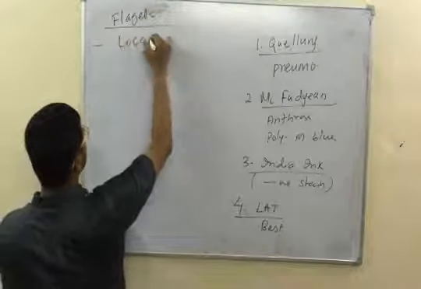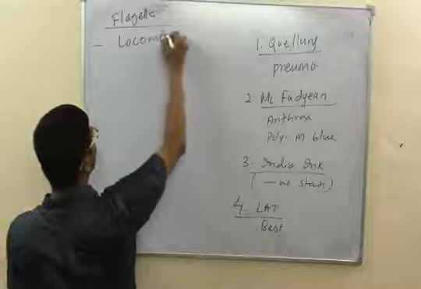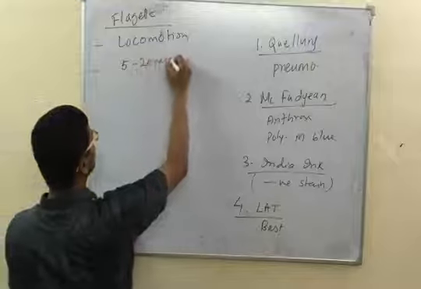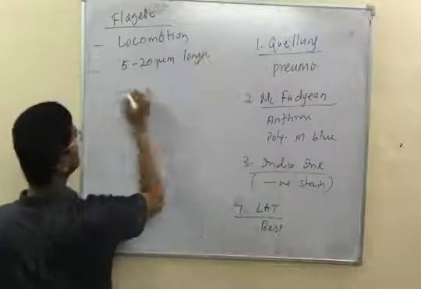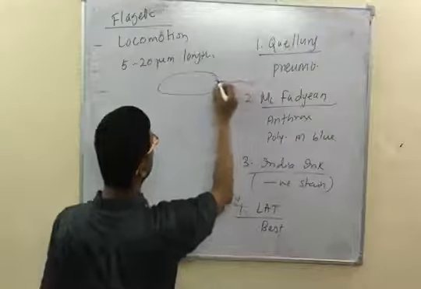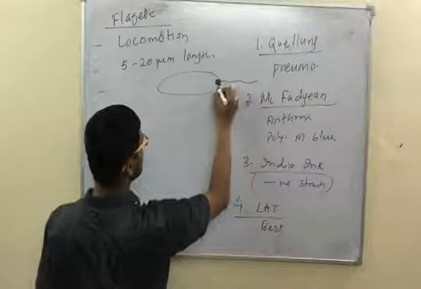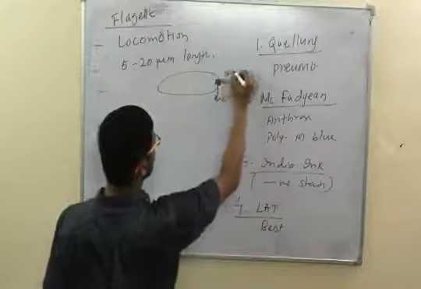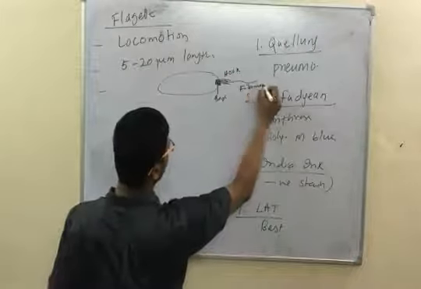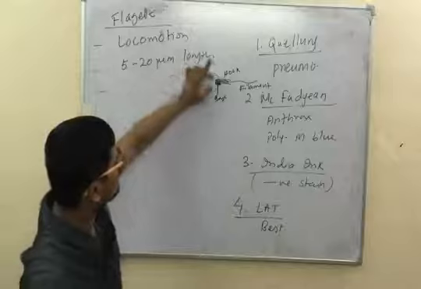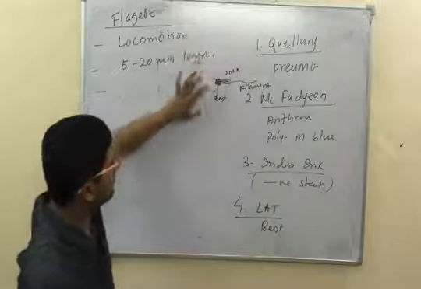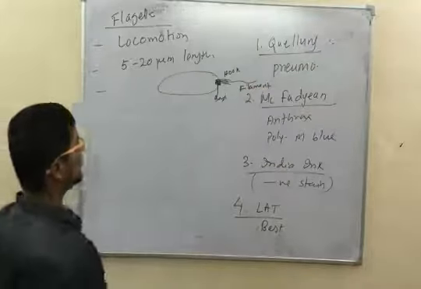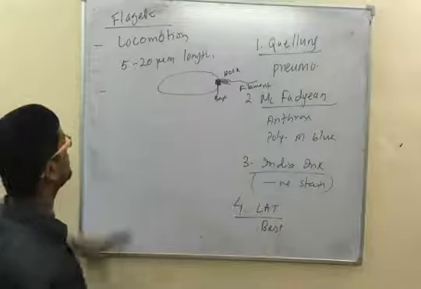Flagella is the organ of locomotion. It helps in bacterial motility. Flagella are around 5 to 20 micron in length, and it has three parts: a base, a hook, and a filament. It has a base by which it is attached to the bacterial cell wall and a hook through which the filament arises.